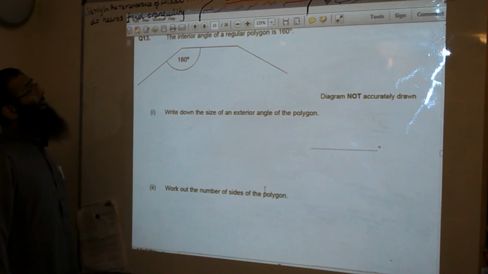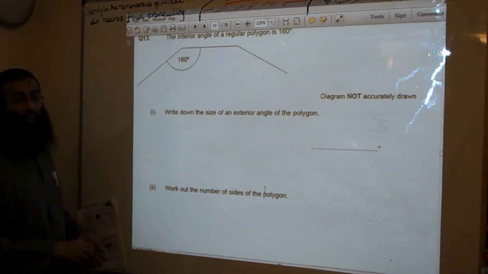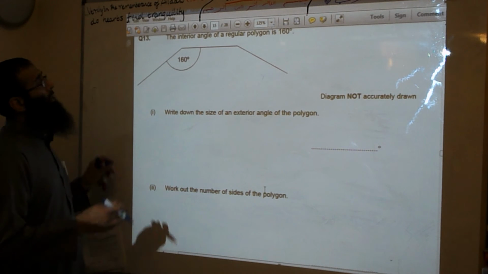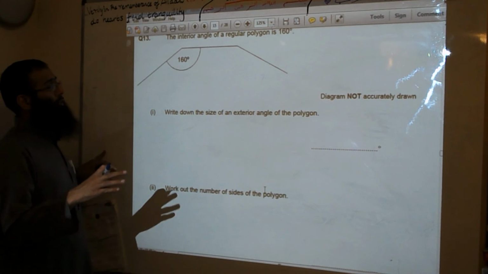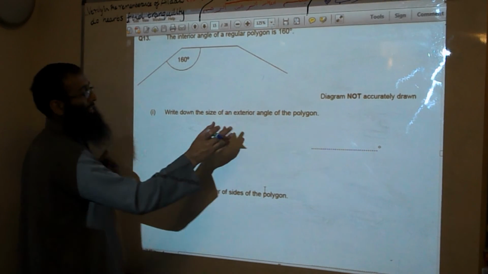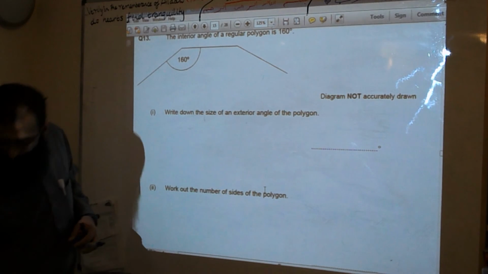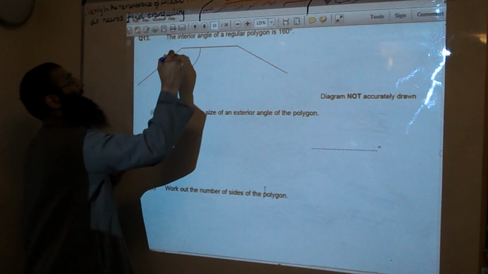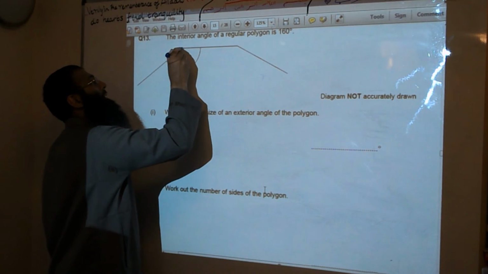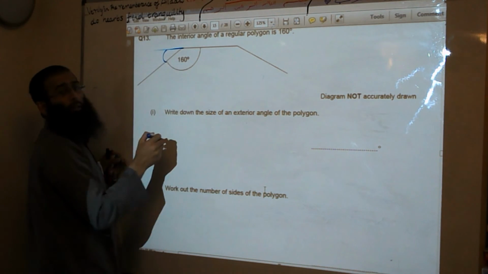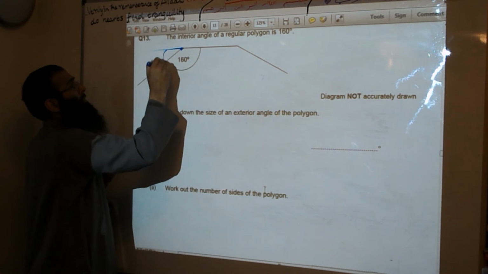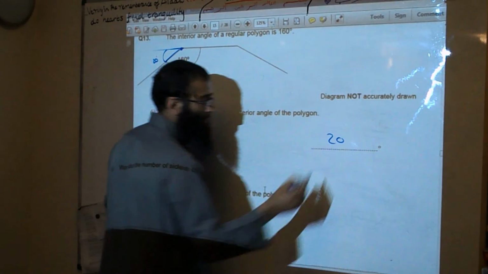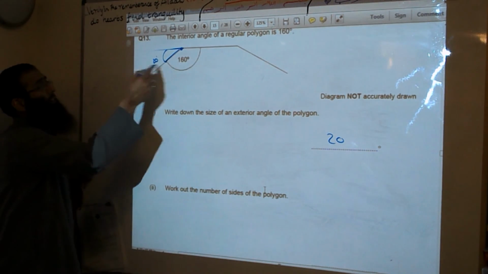Okay, the interior angle of a regular, the key word is regular, polygon is 160. Write down the size of the exterior angle of the polygon. At the moment we don't know how many sides there are, we just have to write down the size of the exterior angle. That's the easier part to do. So if this is 160, the exterior angle is here. What's that going to be? Homer? 20. Why? Because 160 and 20 gives you 180.